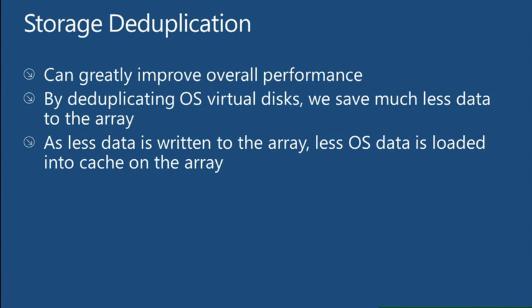So the way this really helps us out is because once we've deduplicated this data, when our virtual machines are requesting the data, they're going to go say, hey, I need this data. The host passes that request to the storage array. The storage array looks in its cache for data. If that data is not available in cache, it's got to go to the disk and get it, and then load that data into the cache.